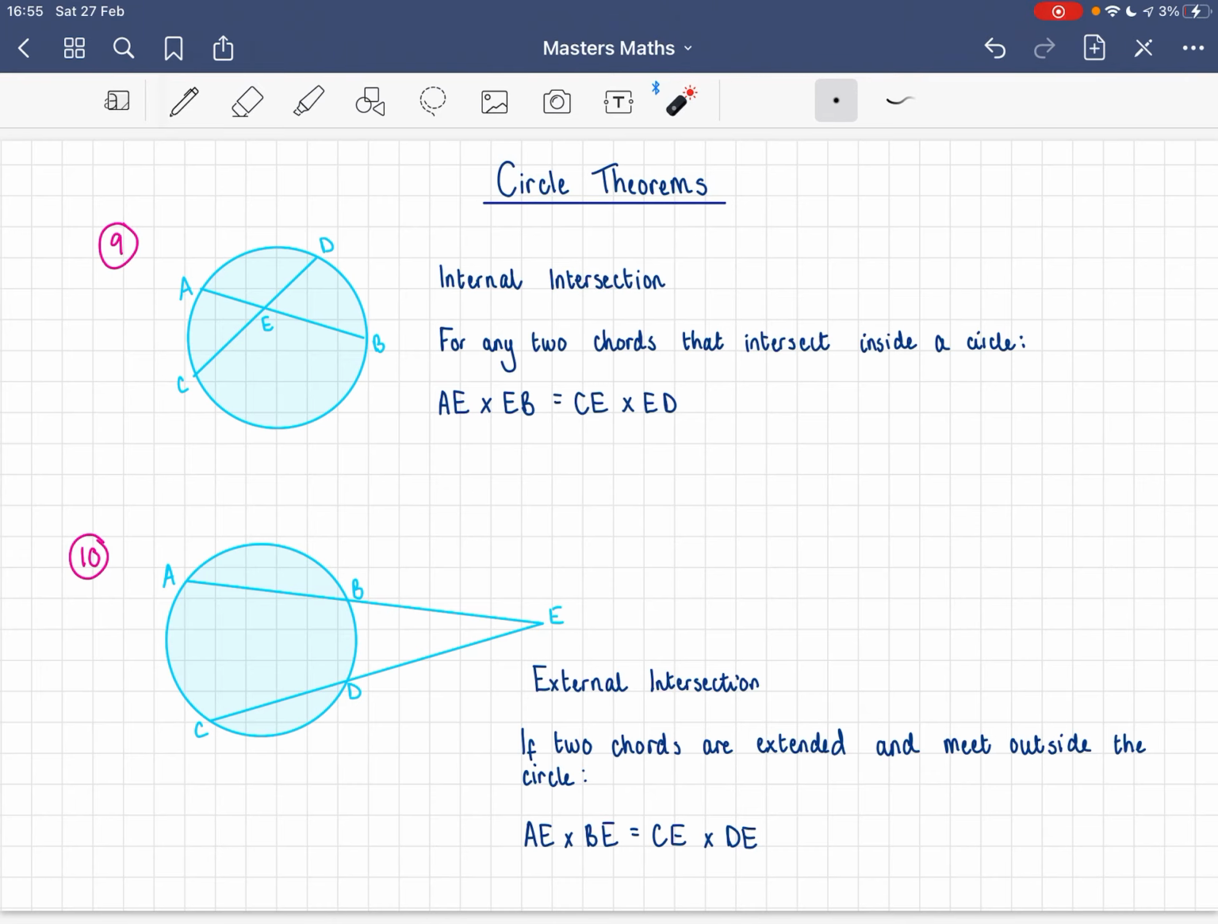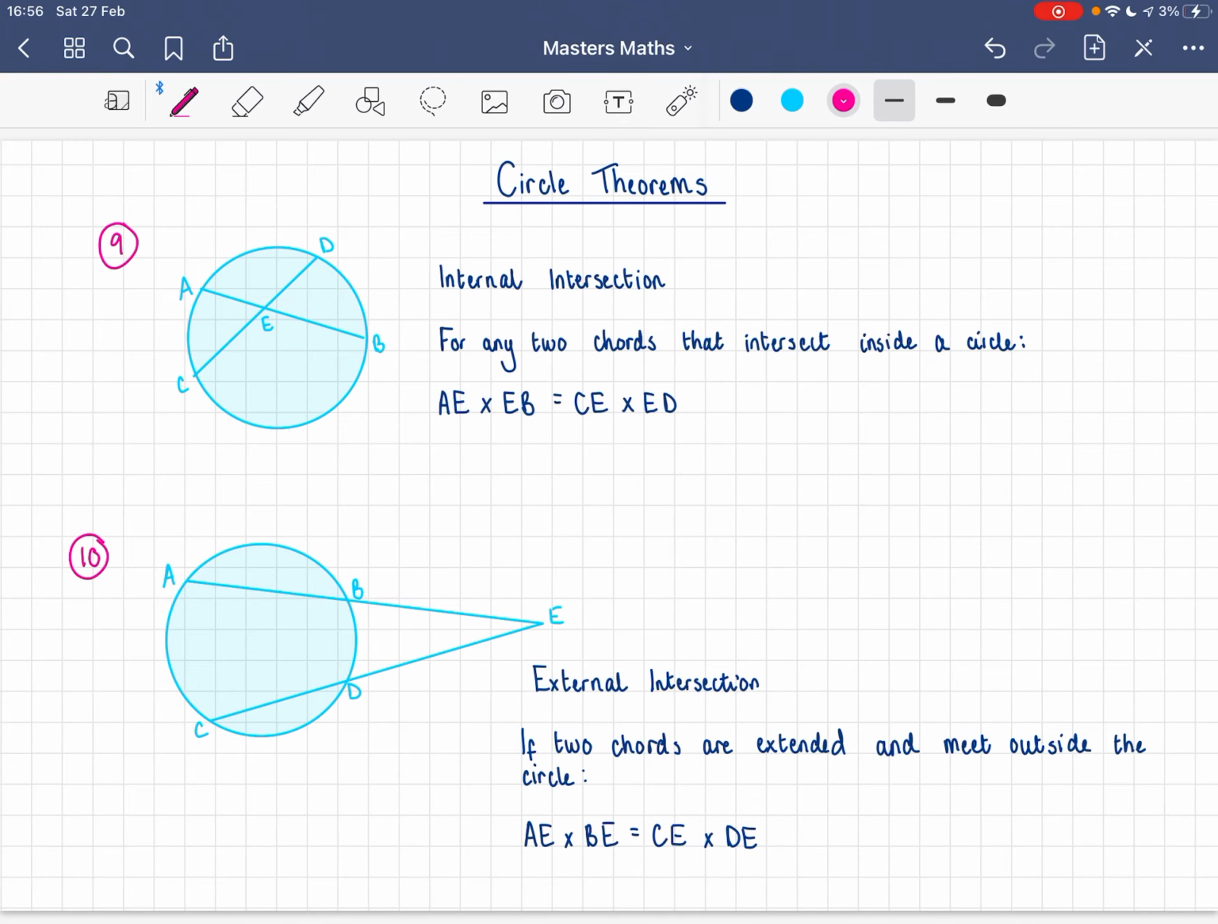So this first one is where they cross on the inside of a circle. So obviously we have called that internal intersection because the two chords are intersecting or crossing each other inside of the circle. When we have that happen, we've given the point where they intersect a name. We've called that E. And then we have chord AB and we have chord CD.